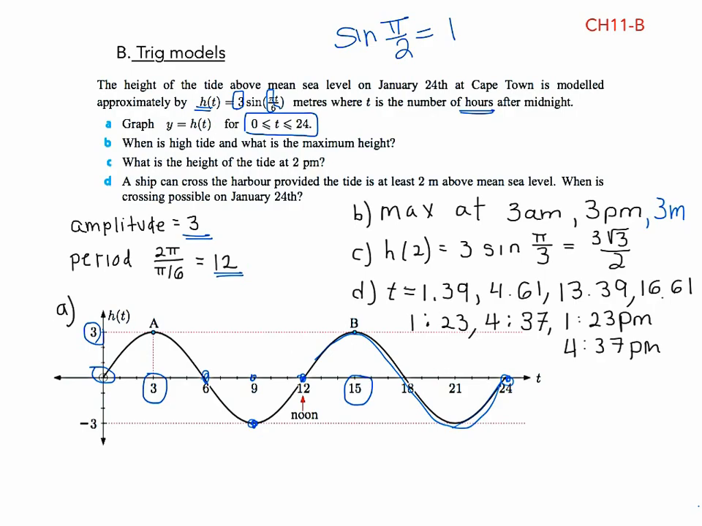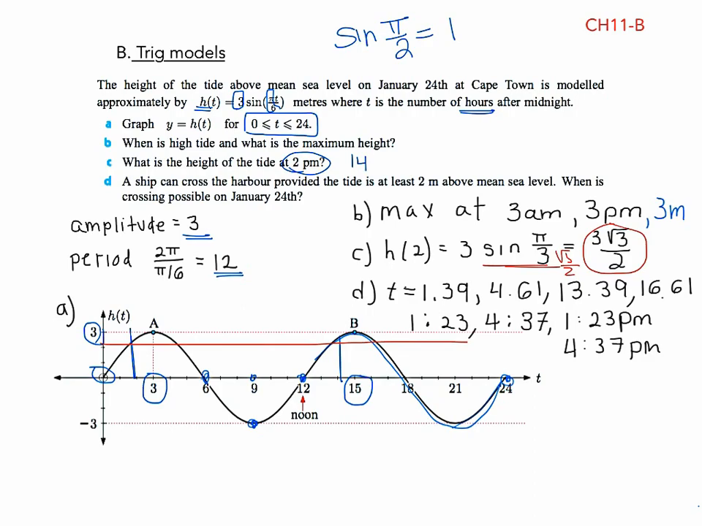C, what is the height of the tide at 2 p.m.? 2 p.m. is equivalent to 14, but 14 should be a repeat of 2, so whichever you find first, it would be the same answer. So if I plug in 2 for sine of pi t over 6, pi times 2 over 6 is equivalent to pi over 3, and we know sine of pi over 3 is equal to root 3 over 2. So when you multiply that by 3, the height of the tide at 2 p.m. is 3 root 3 over 2.